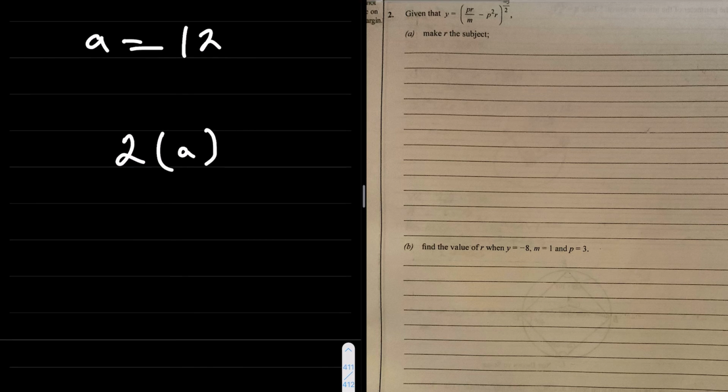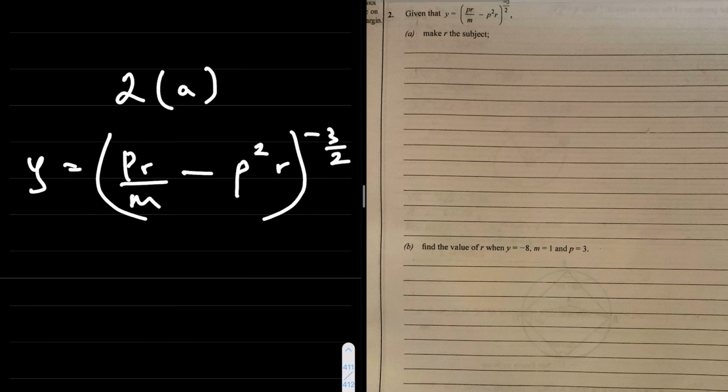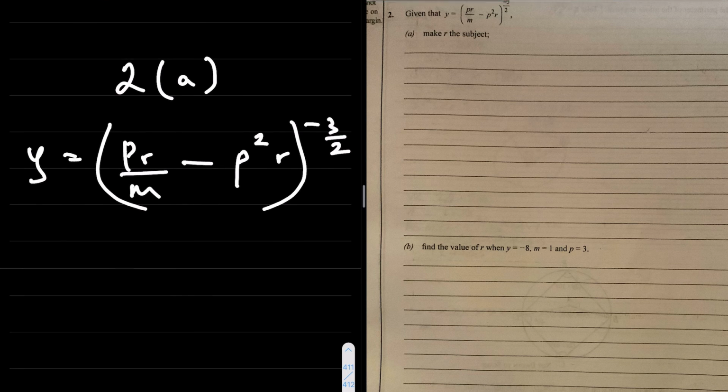Given that y equals PR over m minus p squared r, all raised to power minus 3 over 2. Make r the subject. Make r the subject. How do we make r the subject of this formula?